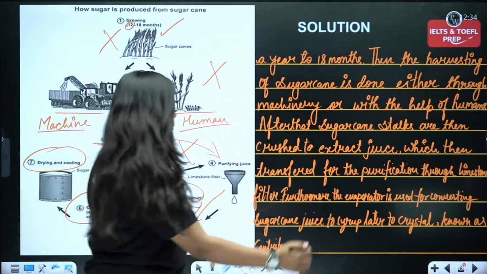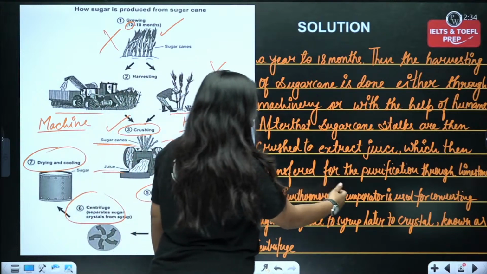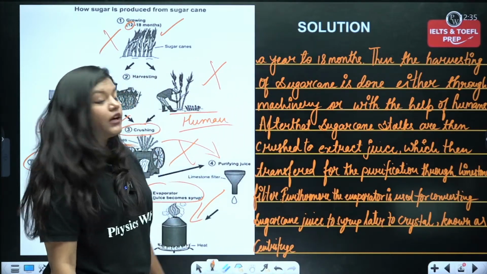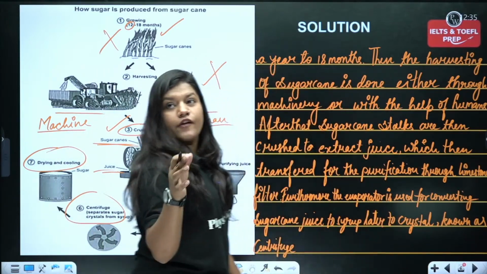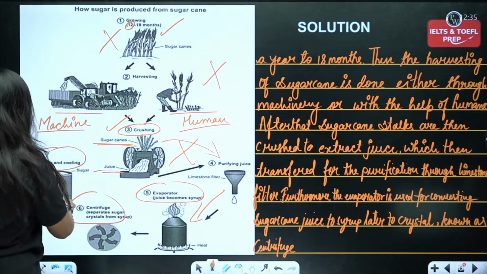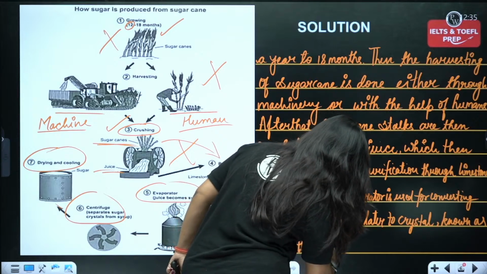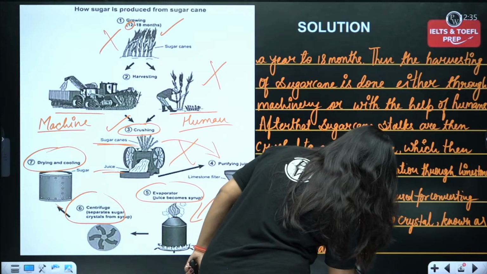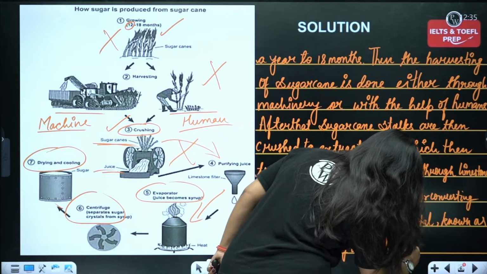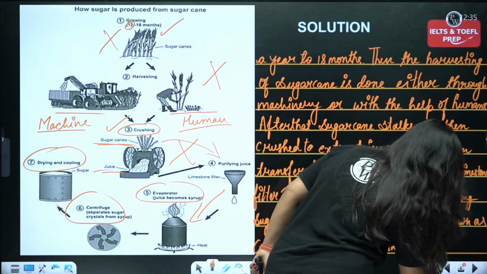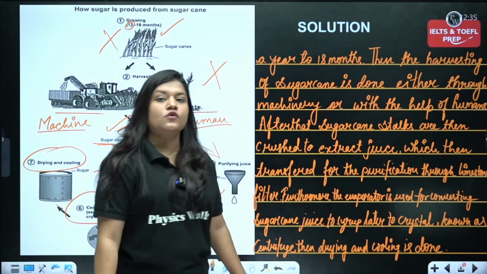Done. So transferred for purification through limestone filter. Furthermore, the evaporator is used for converting sugarcane juice to syrup, later to crystal, known as the process which is known as centrifuge. After that, done. And after that, drying and cooling of sugar completed. Got it? So how did it all start?